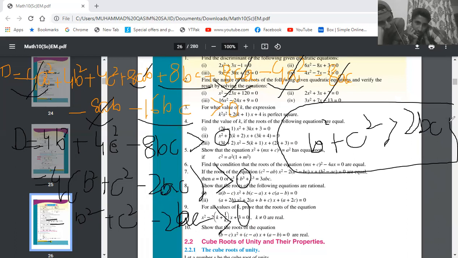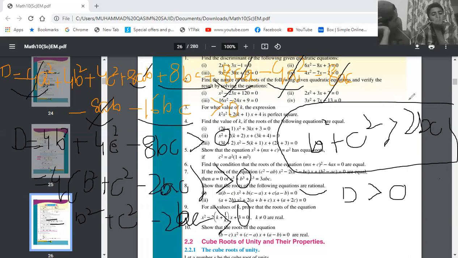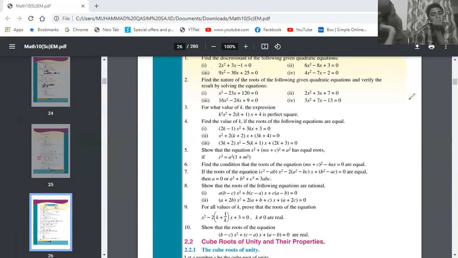So after simplification, we find the general equation. Why is it greater than 0? Because in question number 8, it shows that the roots are rational, and rational means that the discriminant must be greater than 0. So this is the most simplified equation. This is the end of exercise 2.1.